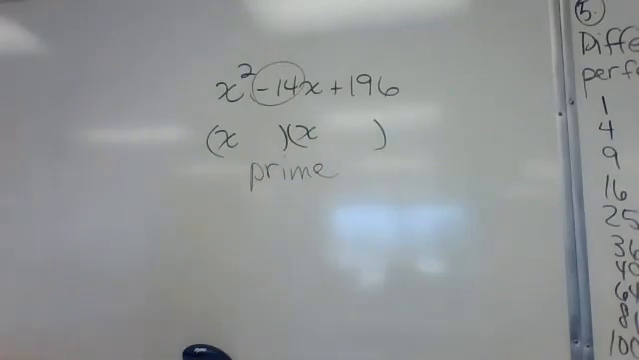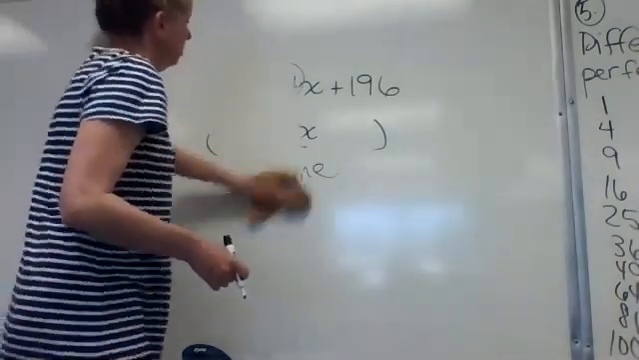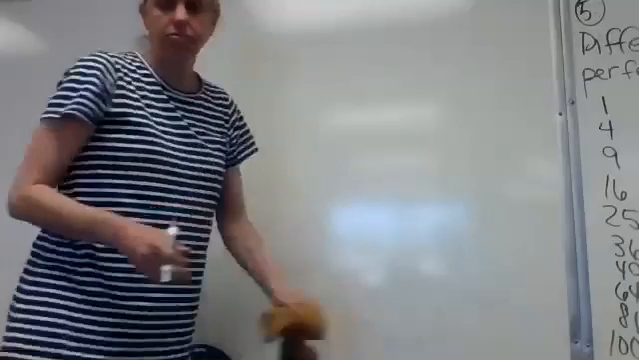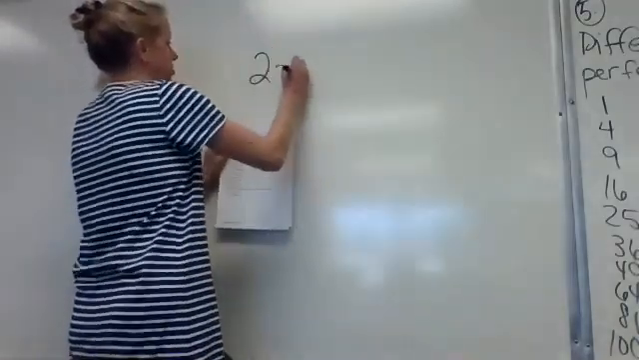Okay, 4 more. We can make it. Number 11, 2x squared plus 24x plus 72.